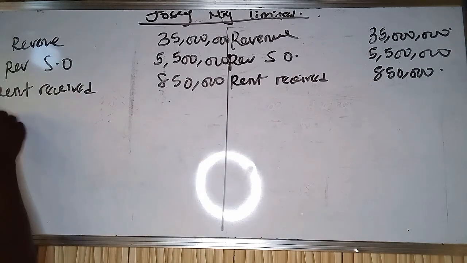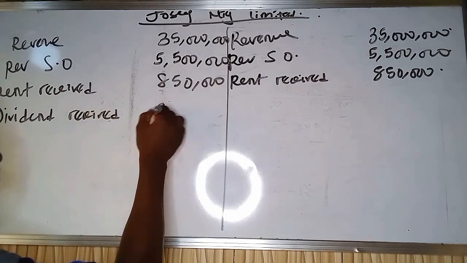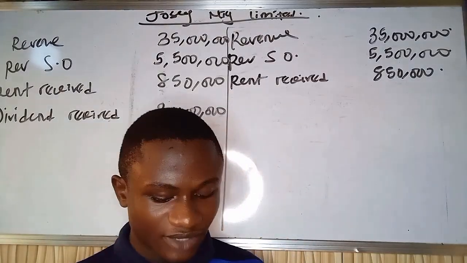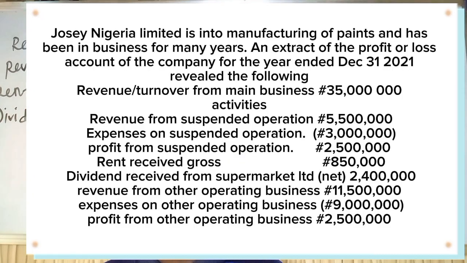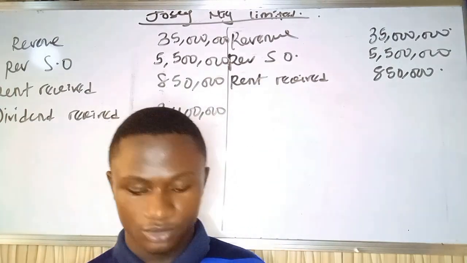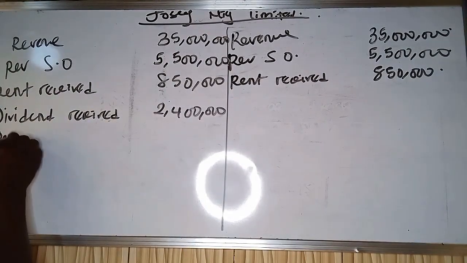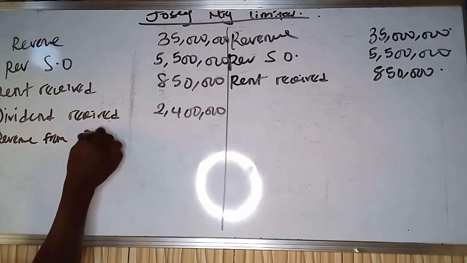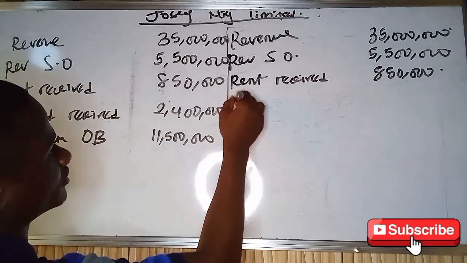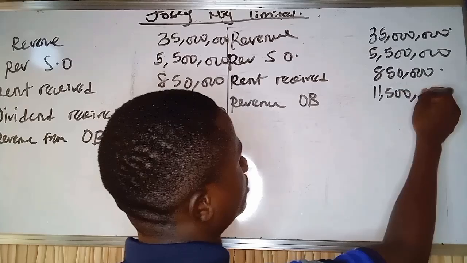So we have dividend received, which is 2,400,000, and we have revenue from other operating business, 11,500,000. Expenses on other operating business, 9 million. So we don't need the expenses. All we need is the revenue, which is how much? 11,500,000. Revenue from operating business, 11,500,000.